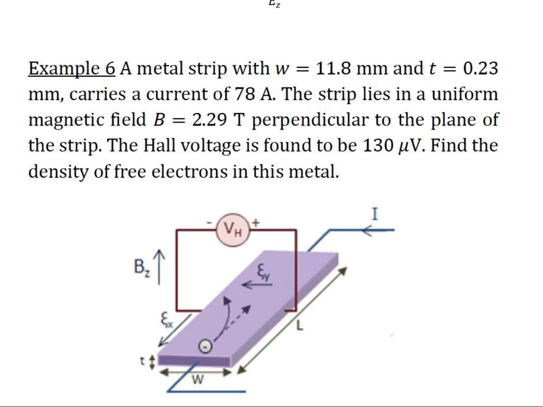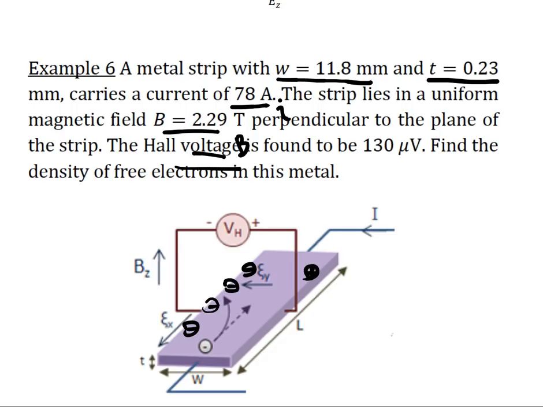So they give you all the parameters. They give you the size of your electrode, the width and the thickness, and they give you the current, and the magnetic field. And then they tell you about the Hall voltage, which is the voltage between the negative charge accumulated on the left hand side and the positive charges accumulated on the right hand side. If you get a voltmeter to measure the voltage across these two sides, the voltage is called the Hall voltage or VH. And they also give you the Hall voltage.